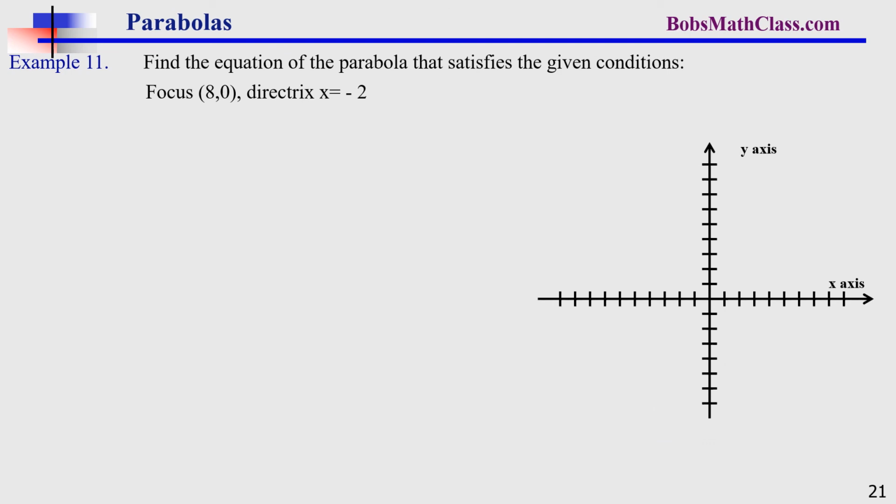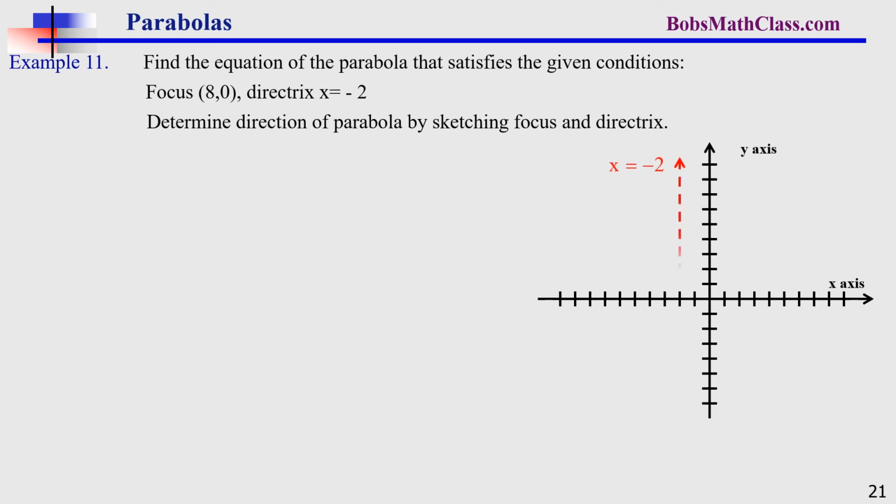Here's our focus, (8, 0). Our directrix is at x equals negative 2. Let's plot those, graph the directrix, and decide which way this parabola opens. Okay, so there's our directrix. It's vertical. Our focus is (8, 0). So that means it has to open to the right, right? The focus is always inside. It doesn't intersect the directrix, so it opens to the right.